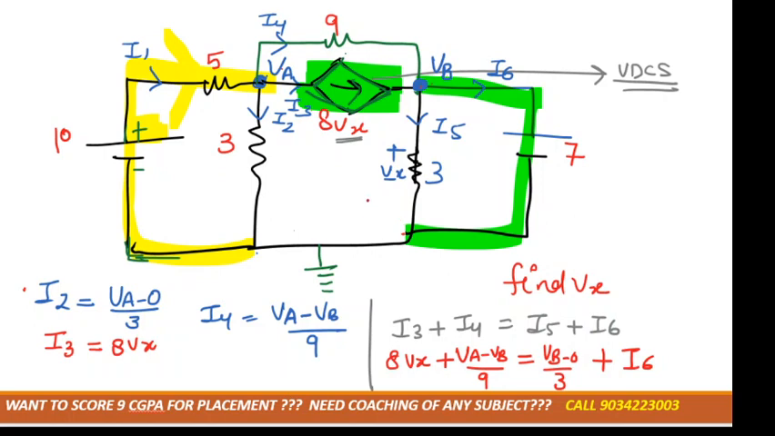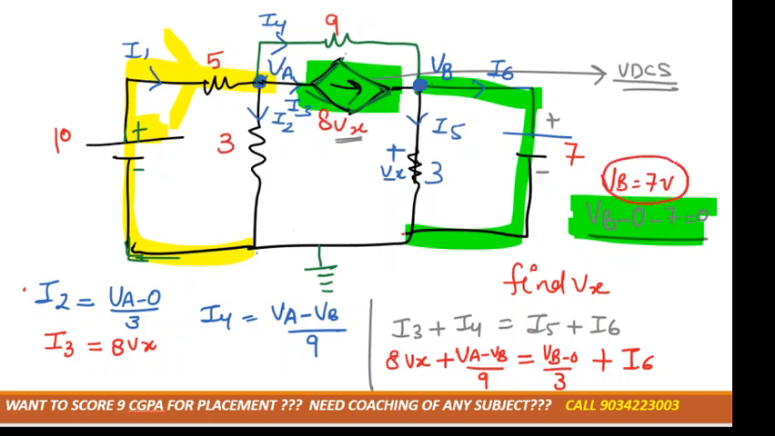Now as you can see, for one equation we need to make it from the super node. I6 is moving from VB to 0, so we write VB minus 0, and in between a battery is there, so we take the second sign of the battery, that is minus 7, equal to 0, correct? This is the equation we got from the super node. From this we can conclude that VB is equal to 7 volts.